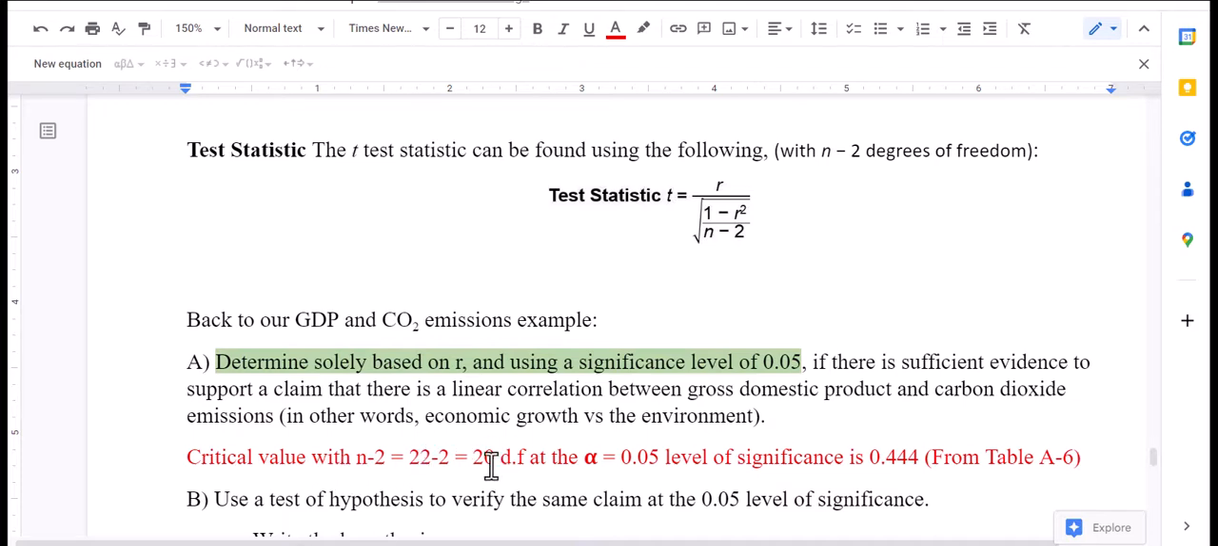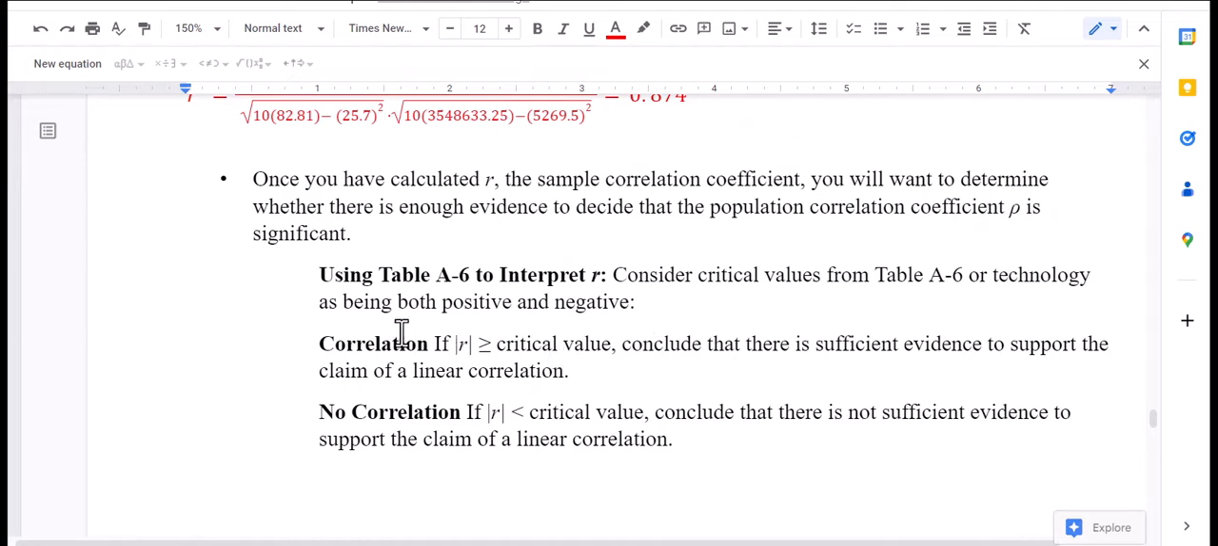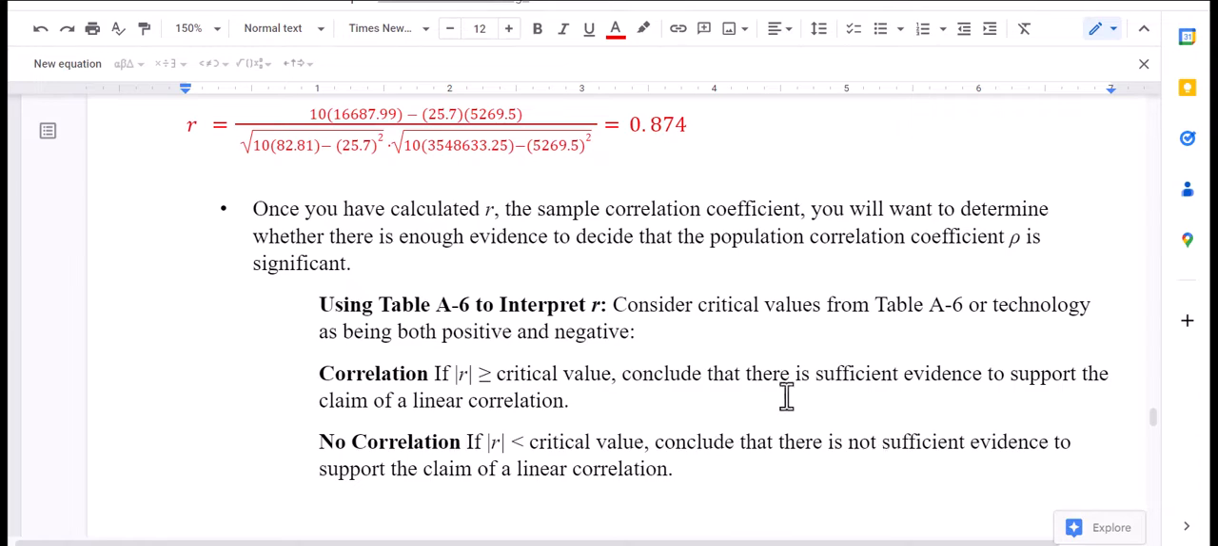So with 22, our sample size, 22 minus 2, so with 20 degrees of freedom at the 0.05 level of significance, our critical value is 0.444 from table A6. So let's go back to the condition. It tells us that if the absolute value of r is greater than or equal to the critical value, we conclude that there's sufficient evidence to support the claim of a linear correlation. And if the absolute value is less than the critical value, then we don't have enough evidence.